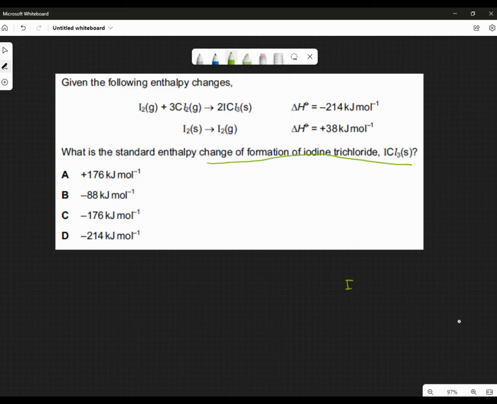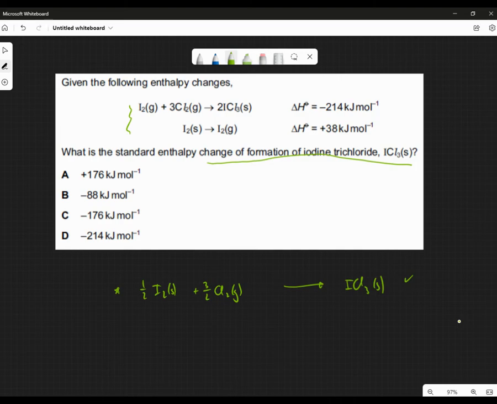So the way I did this, start off on the right, we start off with that, the solid, and work backwards. Well, I'm going to need iodine in the solid state plus chlorine in the gaseous state. Now I want to balance it. This is going to be half of that and 3/2 of that. So this is the one I need. I've got to use these 2 equations. Somehow I've got to manipulate these 2 equations to make this equation.